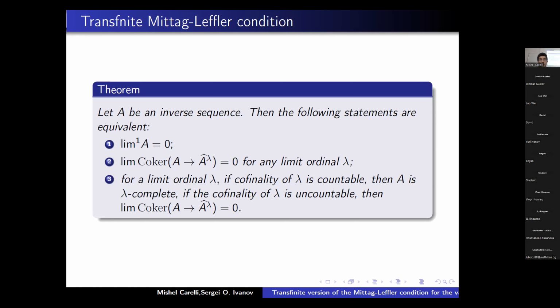And from the first to the third one, in that case, it's tricky. We take the lambda which has countable cofinality, and we take a countable sequence that tends to lambda, and then using the sequence we reduce it to the case where lambda is just omega, and then in the case of omega, we just prove it explicitly. Okay.